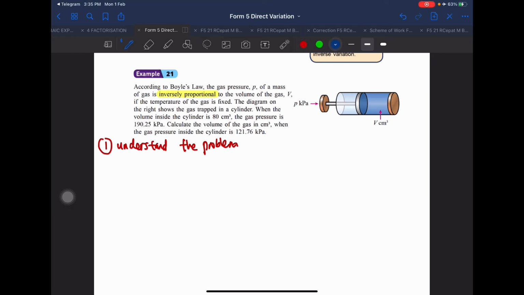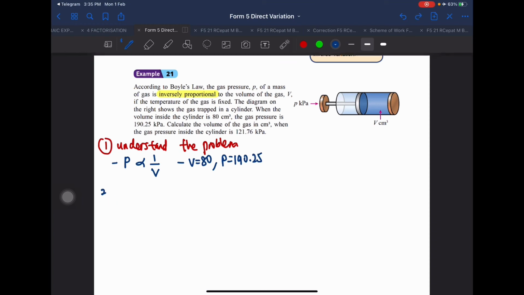From this question, you know that P is inversely proportional to V, so P is inversely proportional to 1 over V. And also given that V is equal to 80 when P is equal to 190.25. So this is the first step.